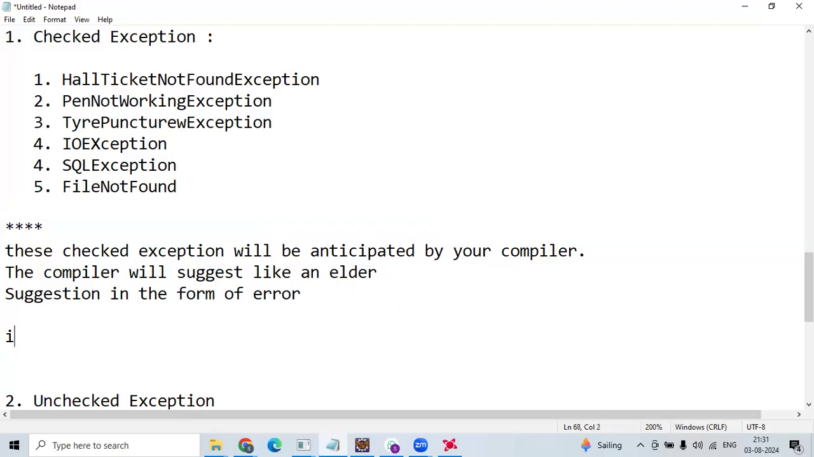Okay, if you don't plan an alternative, the compiler will throw an error. Okay.